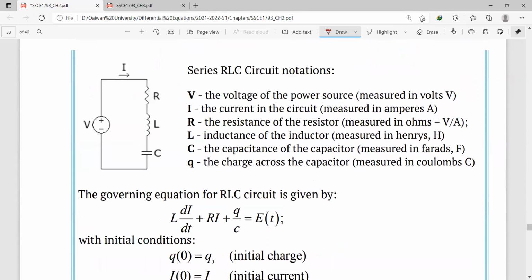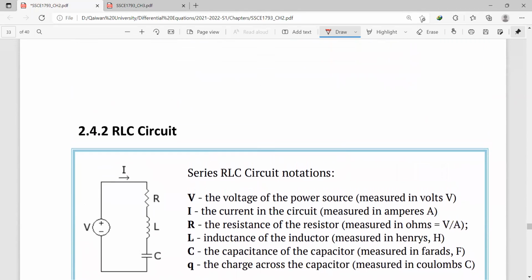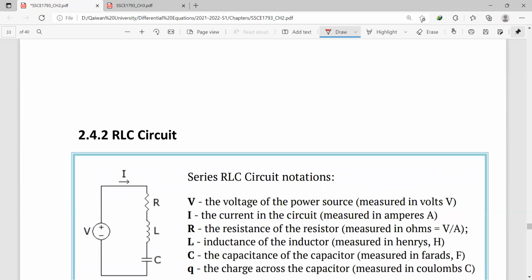We now have another application of second order ordinary differential equations.